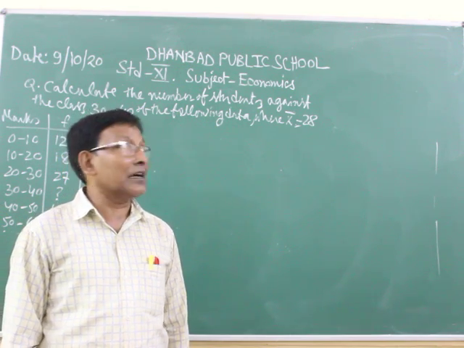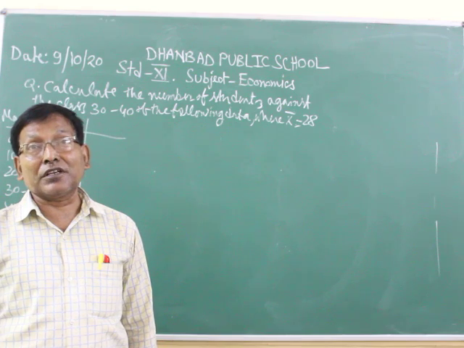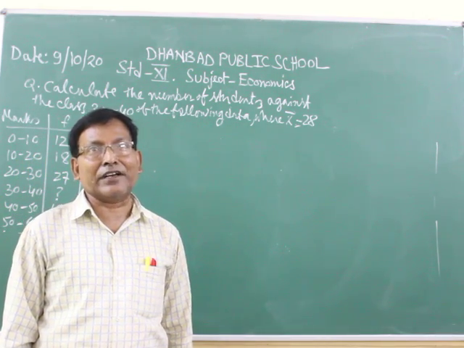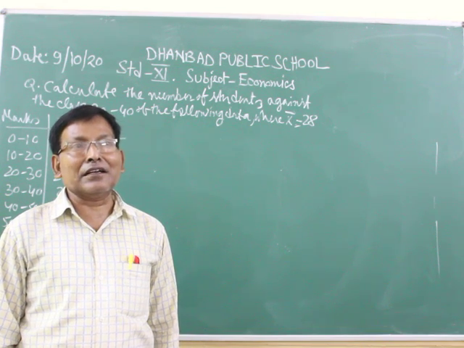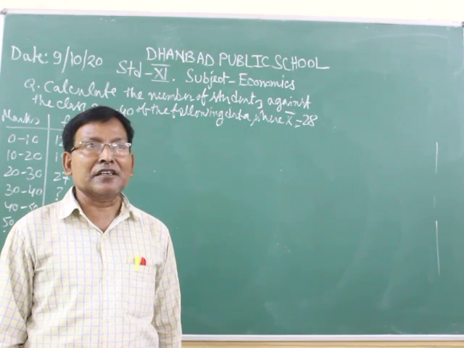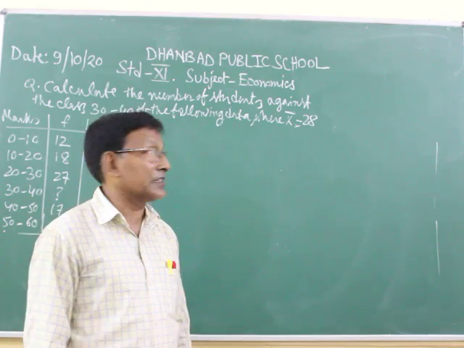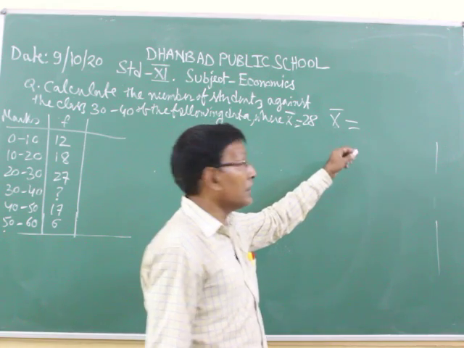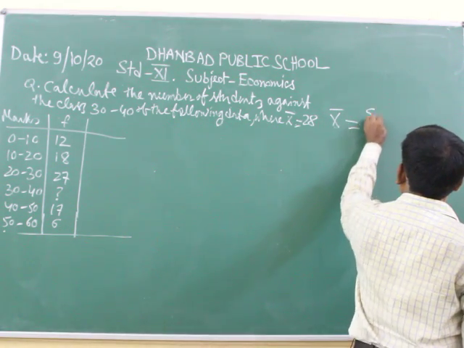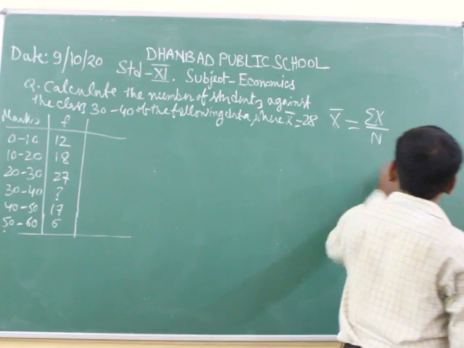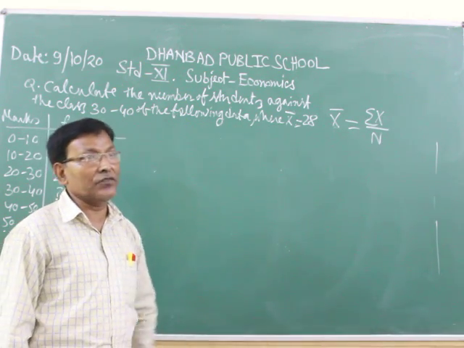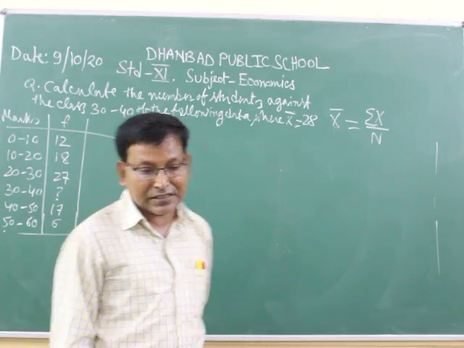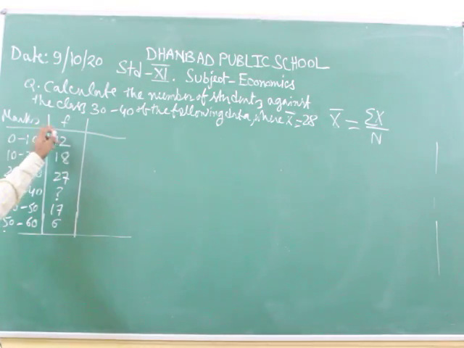In case of mean, I am going to explain a question from the chapter mean. How to find out average or mean? Divide the sum total of the observations by the number of observations. That is x bar, x bar stands for arithmetic mean. It is sum total of x by n. That is the definition. Let me take one question to solve.